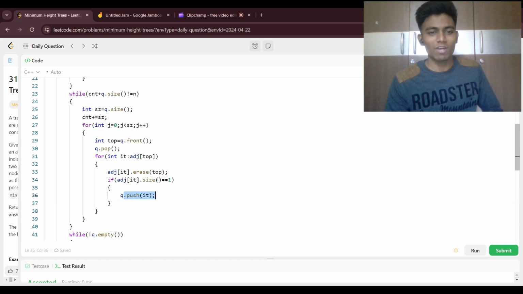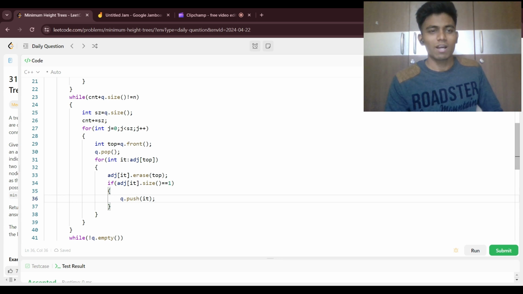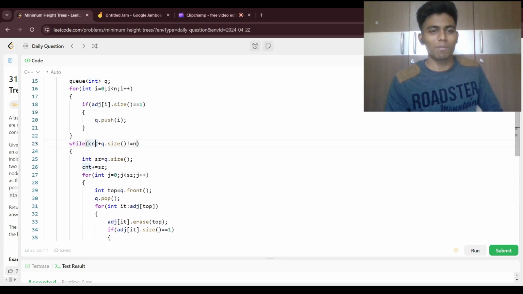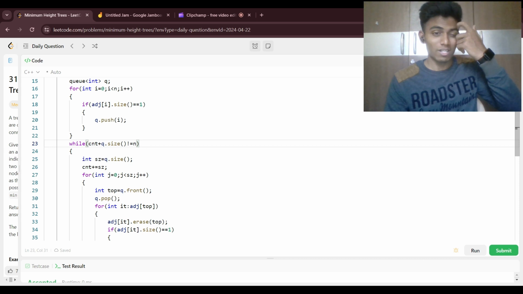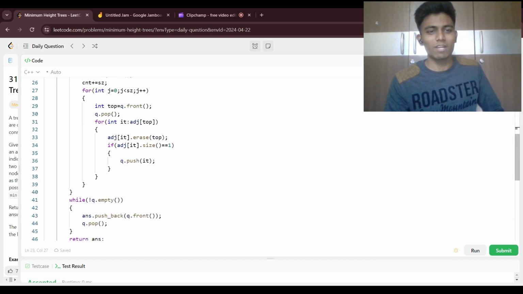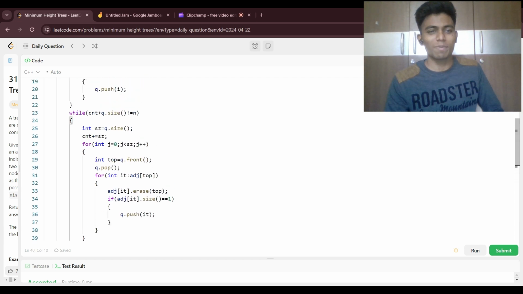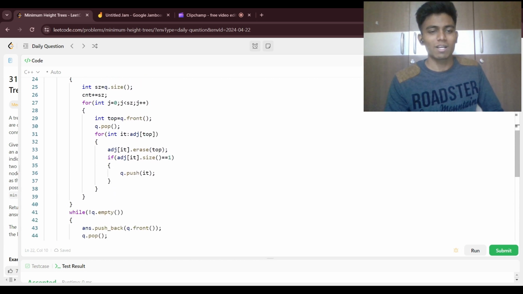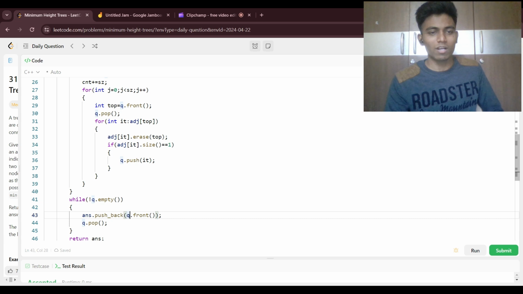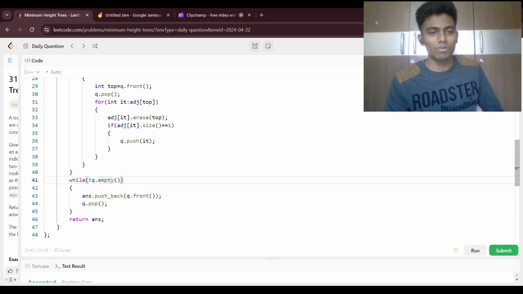And whenever we come across count plus q dot size not equal to n, then we keep traveling. If it is equal to n, then we come out. Why? Because we have found the middle elements, and then we take all the elements present in the queue, push them into our answer, and return the answer.